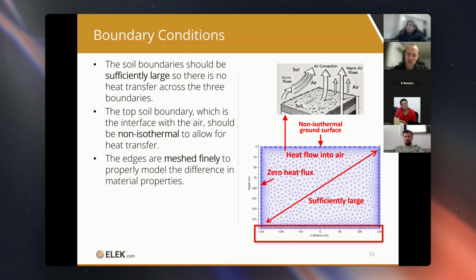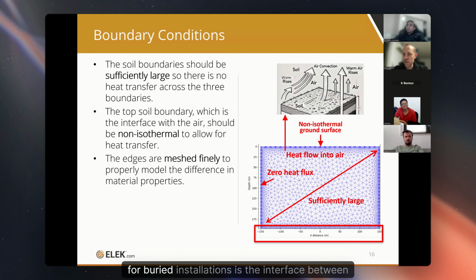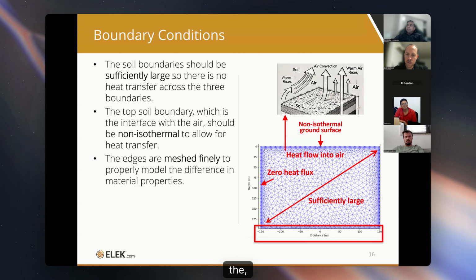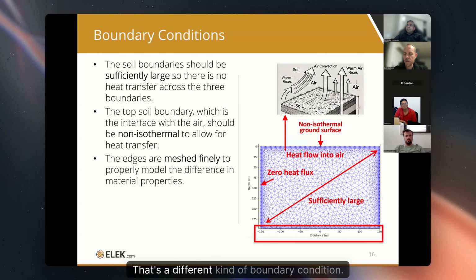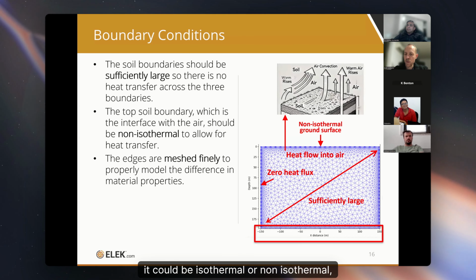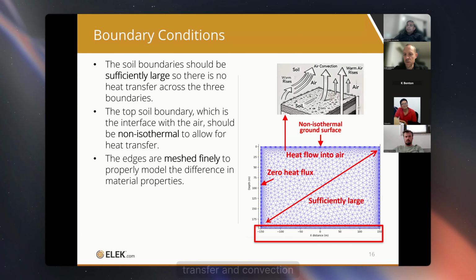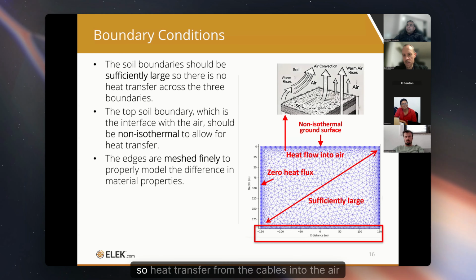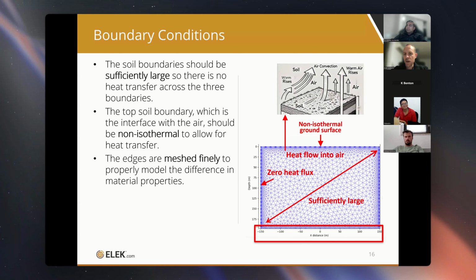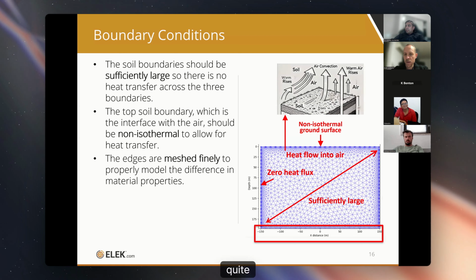And then the top face, or the top boundary, I should say, for buried installations, is the interface between the ground surface and the air environment. That's a different kind of boundary condition. It could be isothermal or non-isothermal, where non-isothermal involves heat transfer and convection by air, which is complicated. So heat transfer from the cables into the air above. And you can see that even at the edges around this boundary, we need to apply quite a fine mesh.